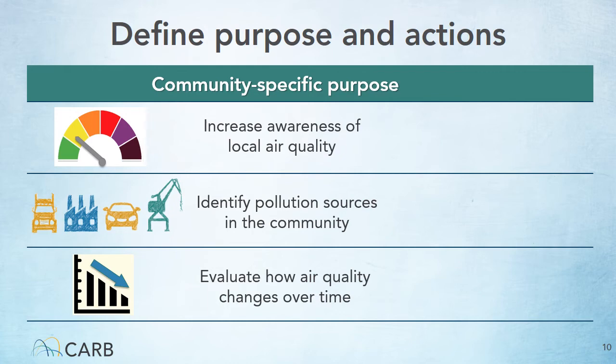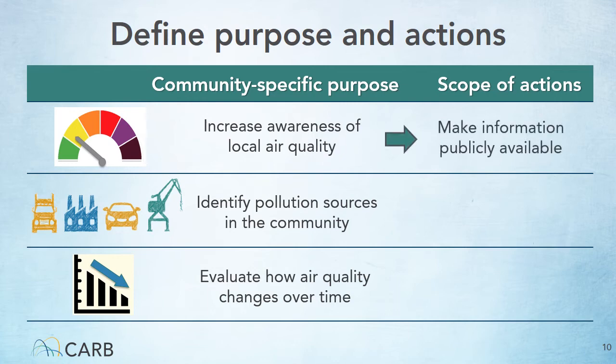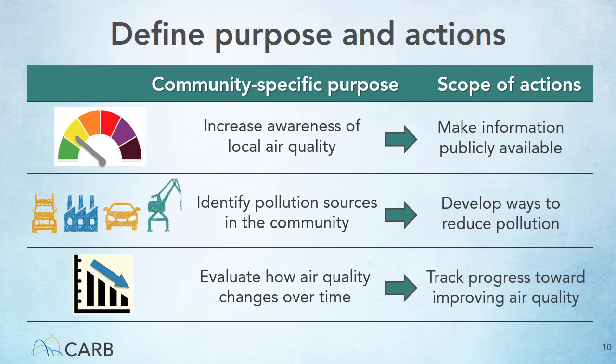Community-specific purposes should lead to actions that may be supported with air monitoring data. Example actions might include making local air quality information available to community members so that they can inform their personal choices, understanding pollution coming from specific sources in the community and developing ways to reduce that pollution, and using air quality data to assess progress in improving community air quality and reducing exposure.